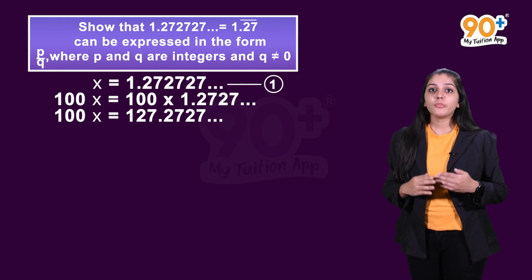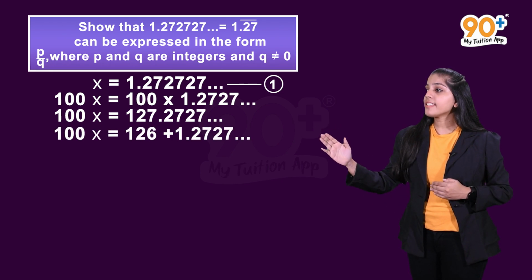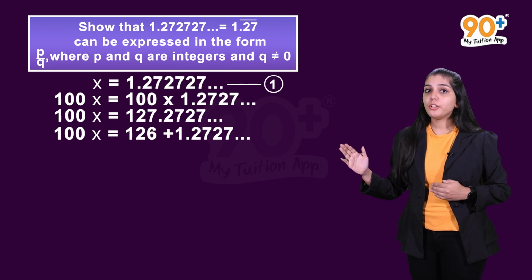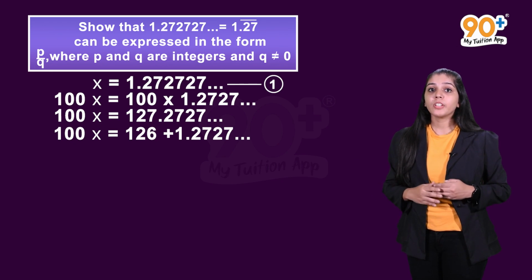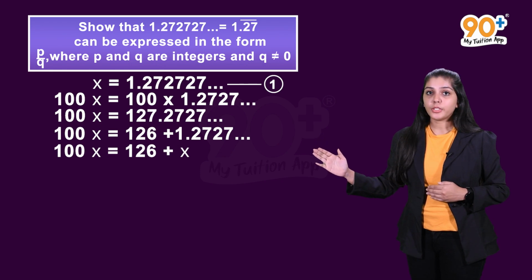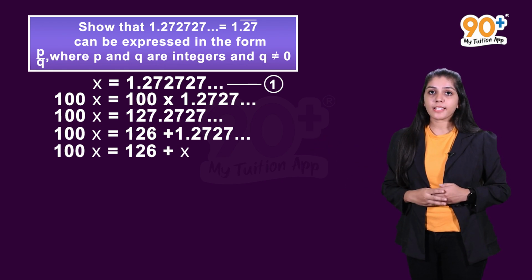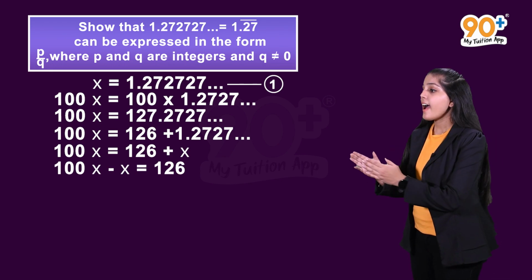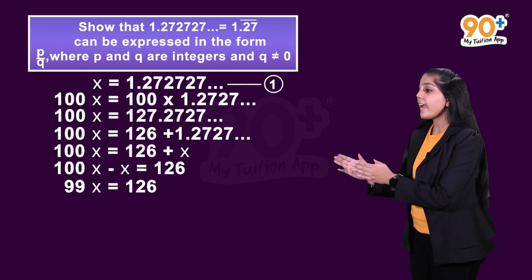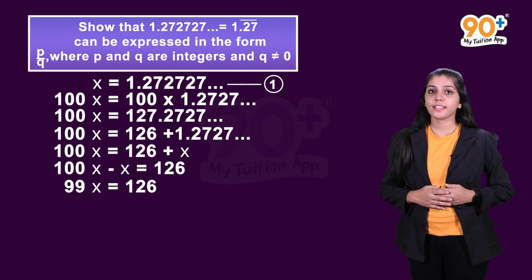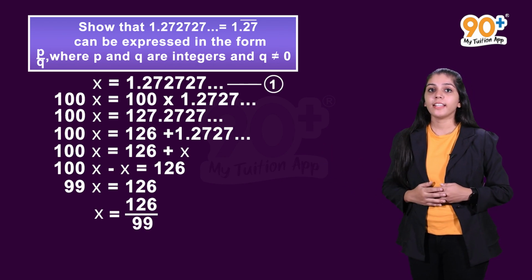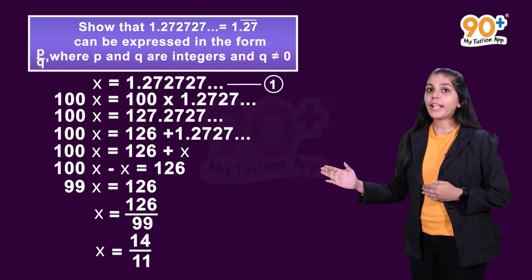We get 100x is equal to 127.2727 and so on, which can be written as 100x is equal to 126 plus 1.2727 and so on. From equation 1, we can write it as 100x is equal to 126 plus x, which can be written as 100x minus x is equal to 126. It implies 99x is equal to 126. So we get x is equal to 126 by 99, that is equal to 14 by 11.